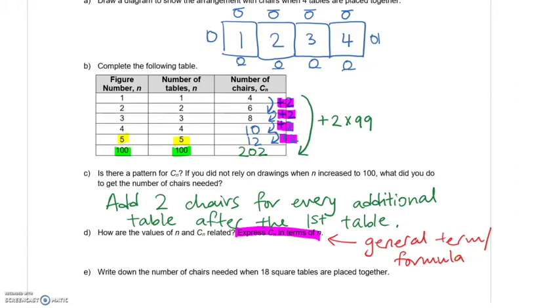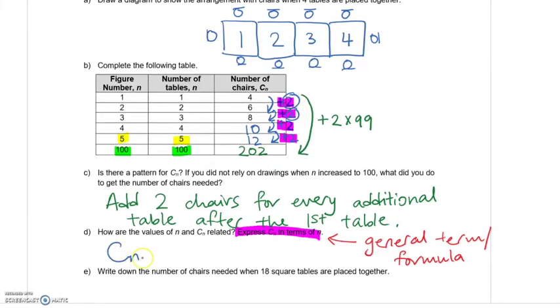Alright, and so you notice that the number 2 is the one that's being added each time round. Right? So for Cn, 2 will be the number in front of the letter n, or the coefficient of n. And then, we notice that for the first table, you have 4 chairs, right? So, if you were to substitute in n equals 1, that only gives you 2. Therefore, you need to add another 2 more chairs. So now, when n equals 1, you have 2 times 1 plus 2, that gives you 4. And that satisfies the general term that we are looking for.